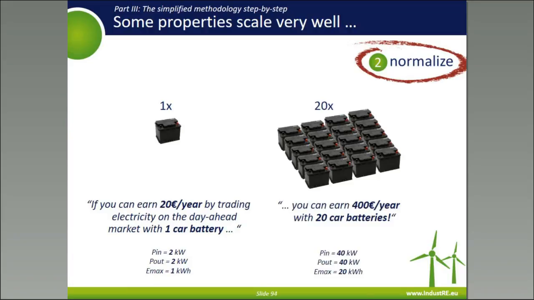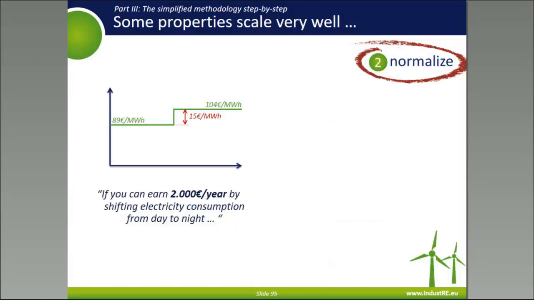If I now have 20 batteries, I don't have to calculate that business case again. It just scales. With 20 batteries, I can just make 20 times more money. So that's a scaling rule which simplifies the number of business cases I have to put in my database.